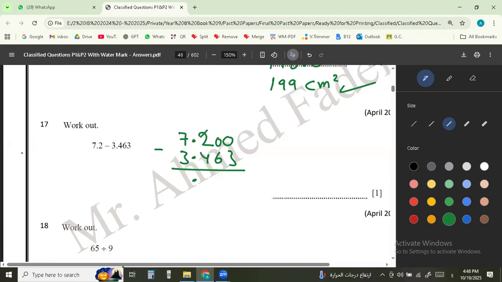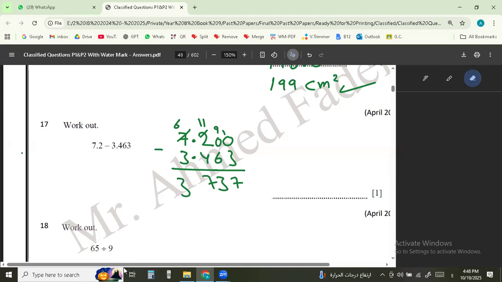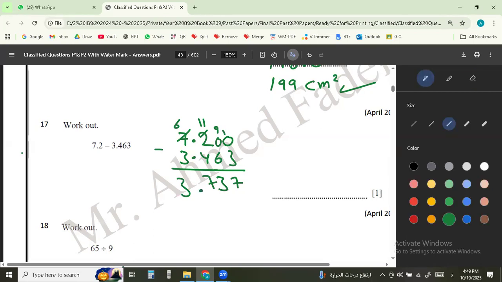The 2 becomes 1, this becomes 9, this becomes 10. So it's going to be 7 here, 3 here, and the 7 is going to be 7 minus 3. No, we can't. 1 minus 4. No, we can't. So I'm going to take 1 from the 7, it becomes 6. 11 minus 4 is 7. So 6 minus 3 is 3. Just put the point down, it is 3.737.